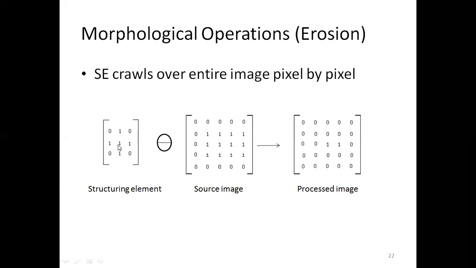This time the difference compared to dilation is that in dilation, if any neighboring pixel in the source image was one, then we marked it as one. But in the case of erosion, all the neighboring pixels have to be one. Then and only then will the processed image have value 1. Otherwise, it will be marked as 0. First, the origin will start from here. We'll place this origin here, and it will check all the neighboring pixels. But here only 2 pixels are available and both are 0, so this is marked as 0.